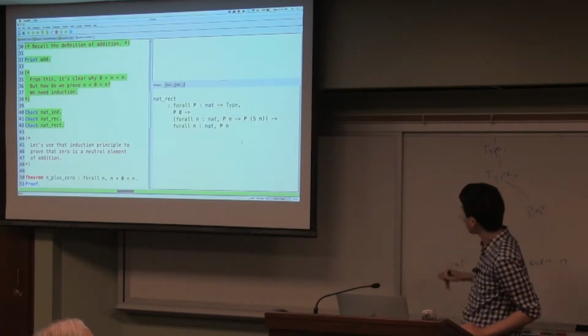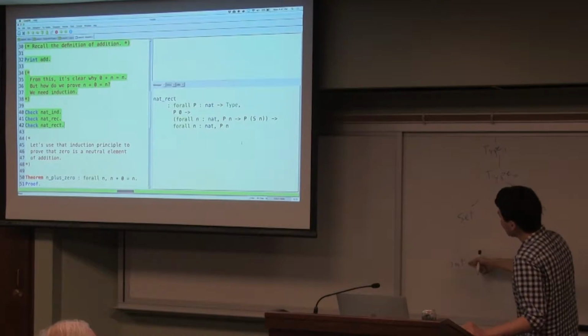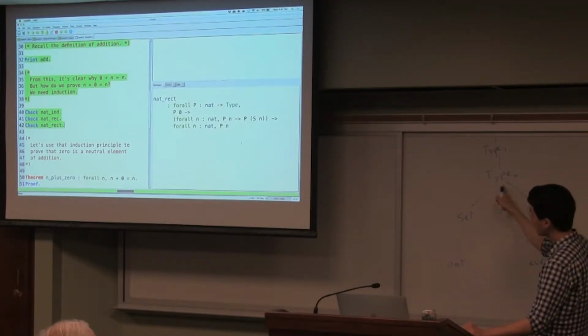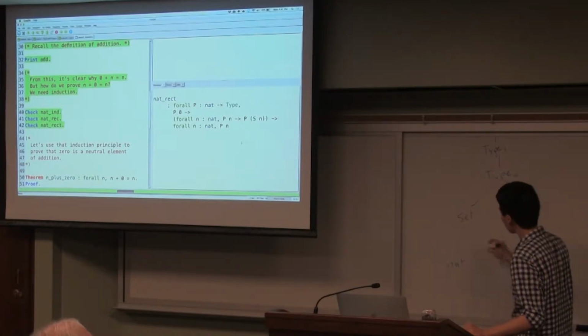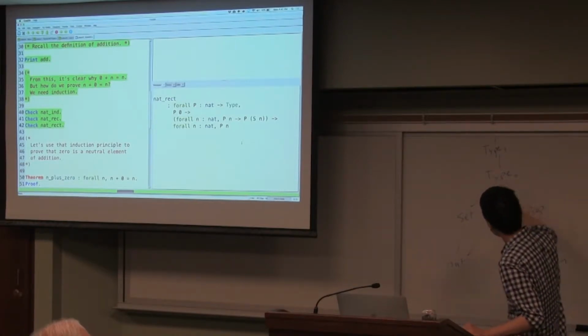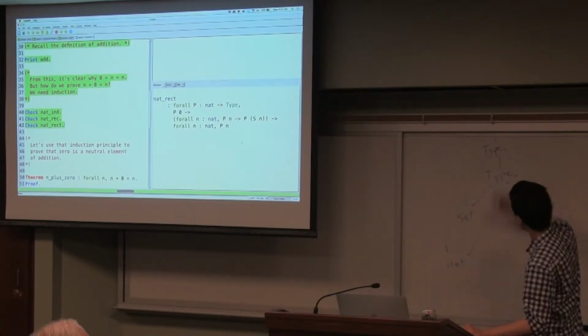Another thing to point out here is that these universes are cumulative, which means that nat has type set, but it also has type 0 and type 1. So you can draw it like this, I guess. It's kind of nasty.